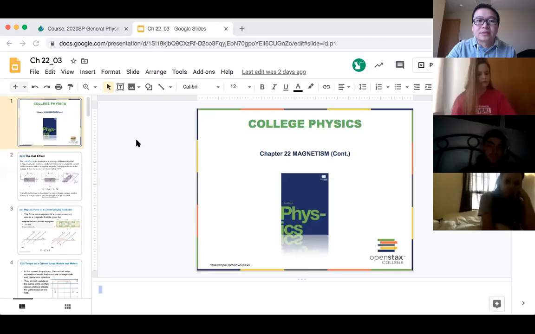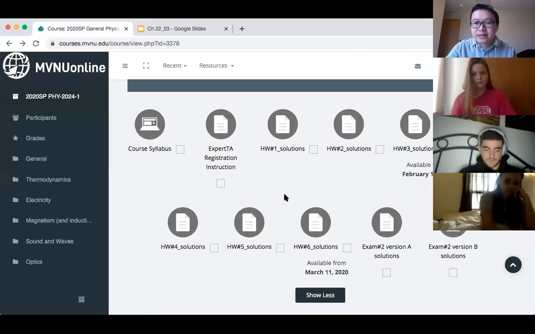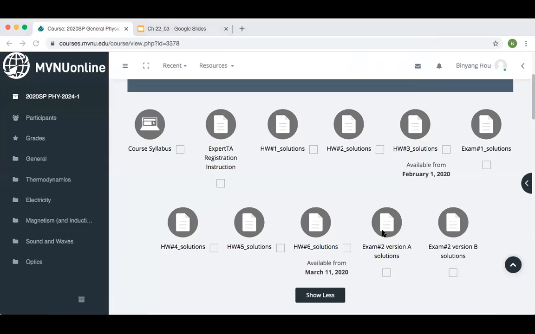So exam 2, there were only 2 versions of exam 2. You either received version A or version B. So we can take a quick look at the solutions. Let me share my screen with you guys. On the Moodle side of this class, I uploaded version A and version B of the solutions. So we can take a look at these 2 versions.